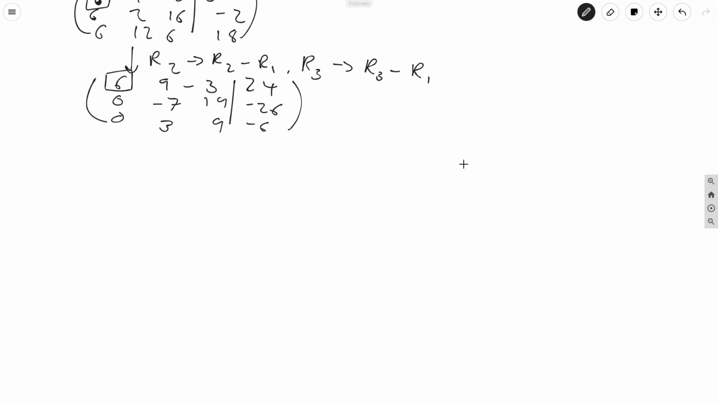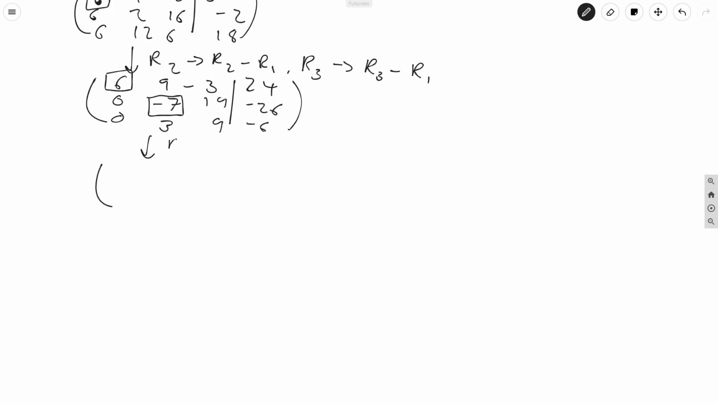Now, notice that we've turned all the things below our pivot into a 0. So now we go on and put our next pivot. To get our next pivot, we go down 1 and to the right. So this -7 is now our next pivot, I should say. From here, we're going to want to, again, find a common denominator, because we're going to want to use this pivot again to turn this into a 0.